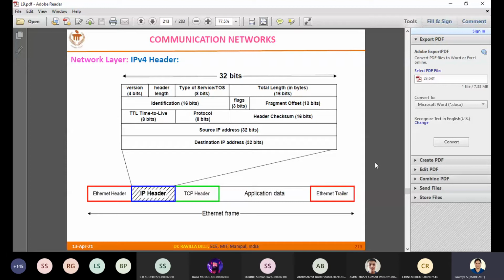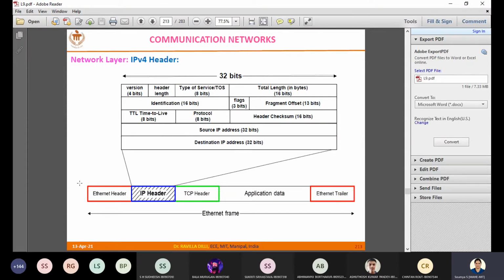Now, the IPv4 header. The IPv4 header is another important aspect in IPv4. It is 32 bits in length. We saw IPv4 addressing. Now, this is the IPv4 header. Any packet that arrives from the network layer will have this header before it. The header consists of these fields.